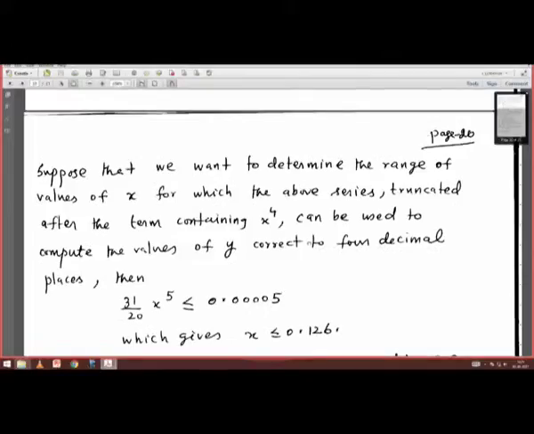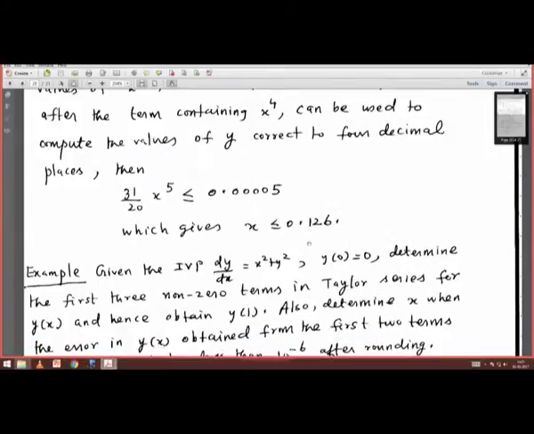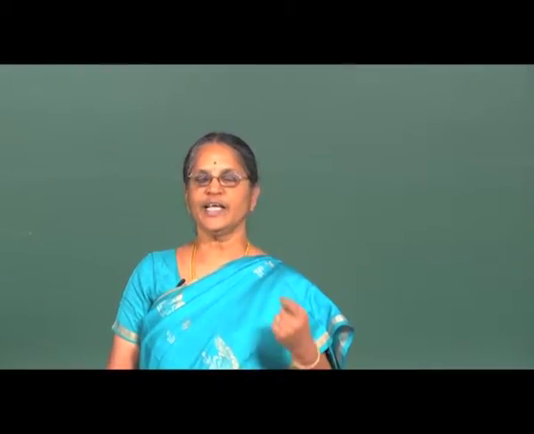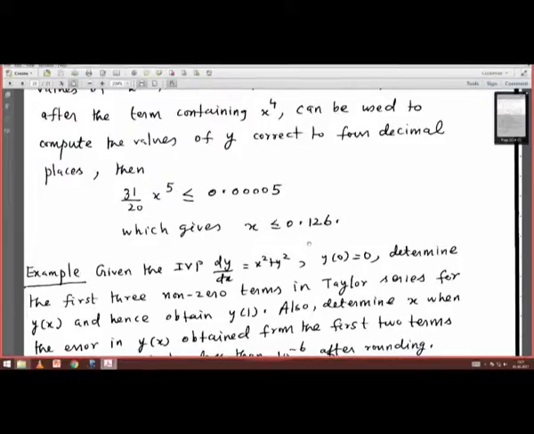So, let us see for what values of x this is correct, which means the neglected term, namely the error term, must be less than or equal to 0.4 zeros followed by 5. So, this gives you x must be less than or equal to 0.126. So, for all values of x up to 0.126, wherever you want to obtain the solution using Taylor series expansion of order 4, you will get your solution correct to 4 decimal accuracy. That is what this information gives us.